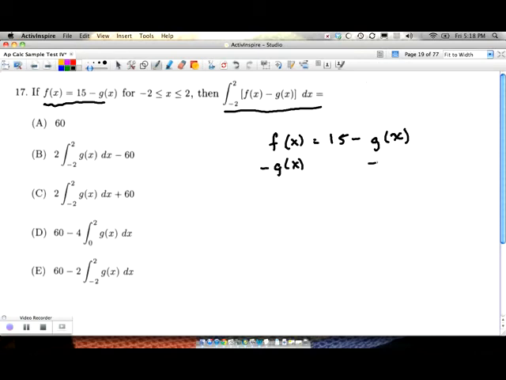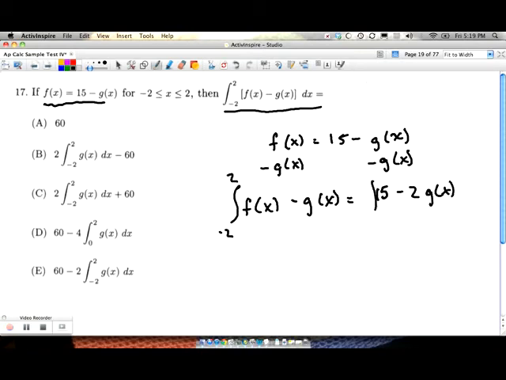If I were to subtract g of x from both sides, do those cancel out? No, they don't. There's actually 2 of them now. So it's f of x minus g of x equals 15 minus 2 g of x. Now if we take the integral of both sides, ooh, this is looking pretty close. Let's see what we're going to get here.